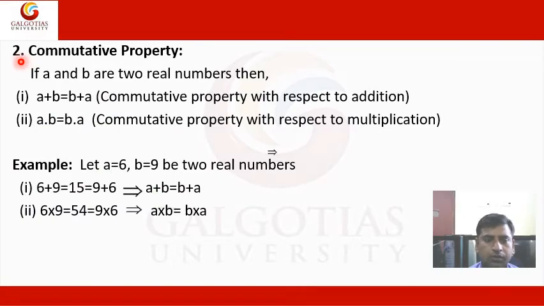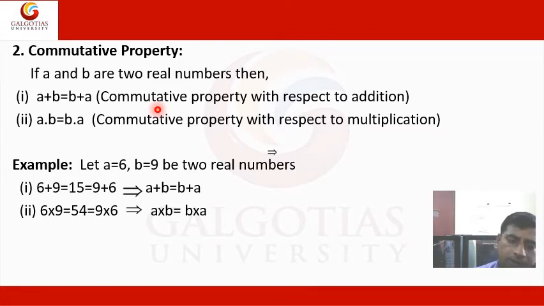Second property of real numbers is commutative property. If a and b are two real numbers, and if a plus b equal to b plus a, then we will say that commutative property holds with respect to addition. That means on changing the order of numbers, the addition will not be affected.